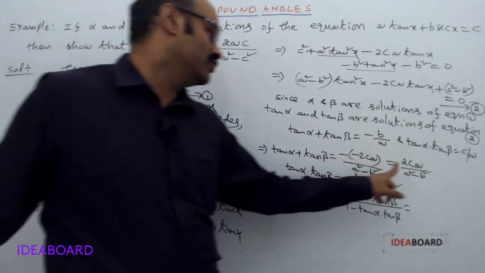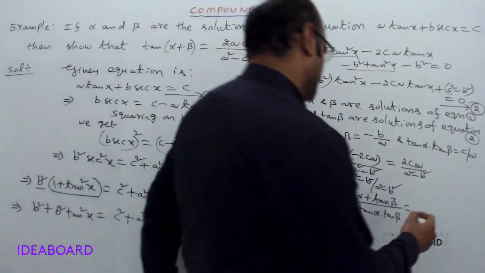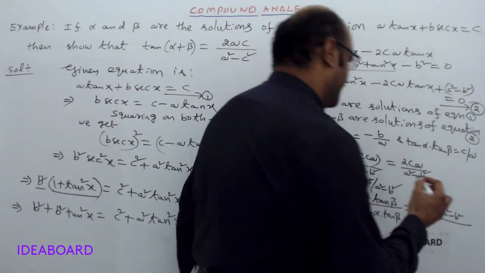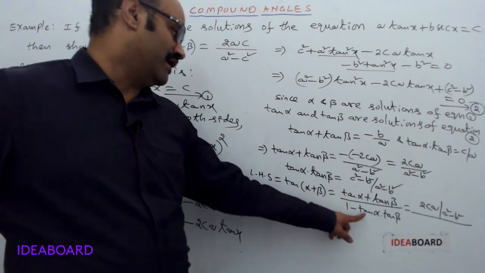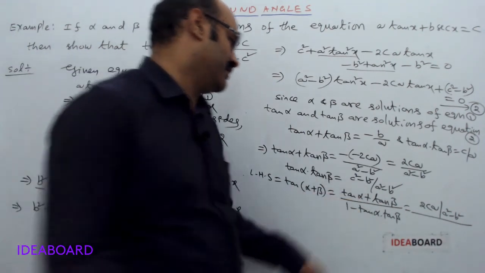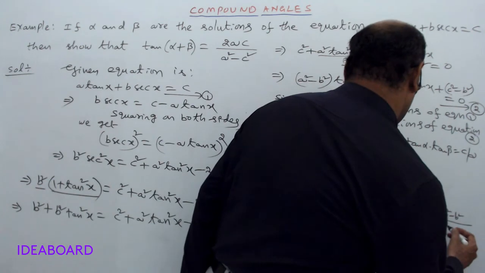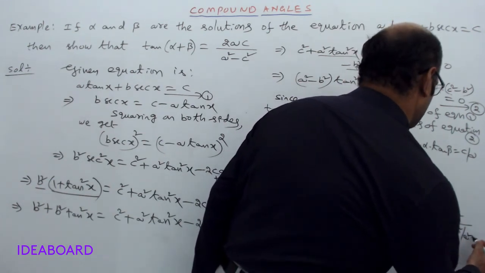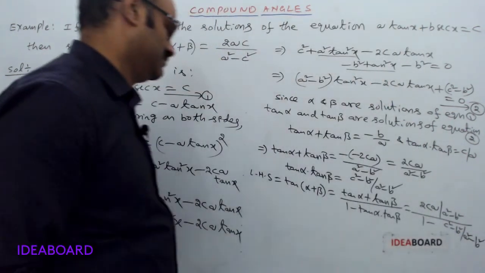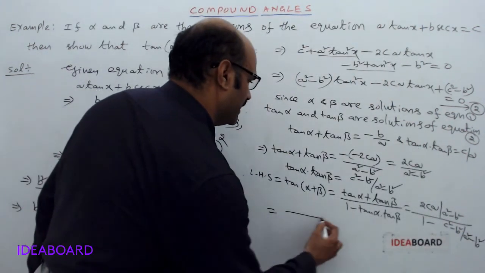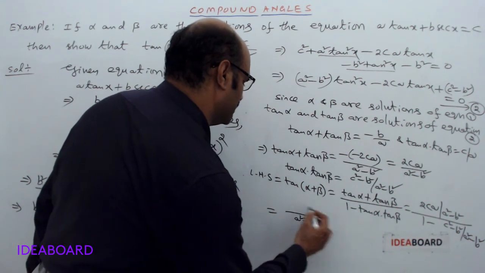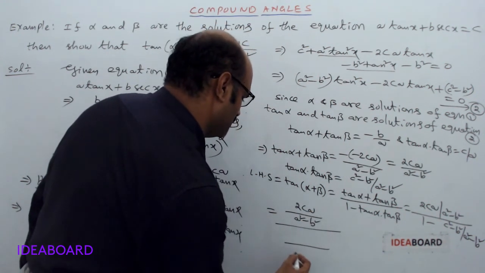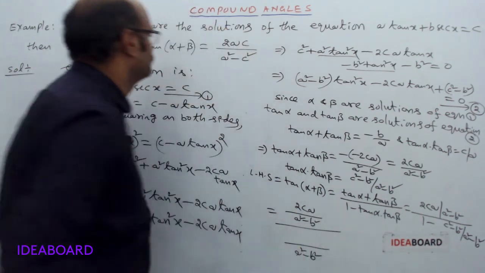So we have 2ca by a square minus b square divided by 1 minus tan alpha into tan beta, 1 minus c square minus b square by a square minus b square. So equal to, taking LCM a square minus b square, 2ca whole by LCM a square minus b square.